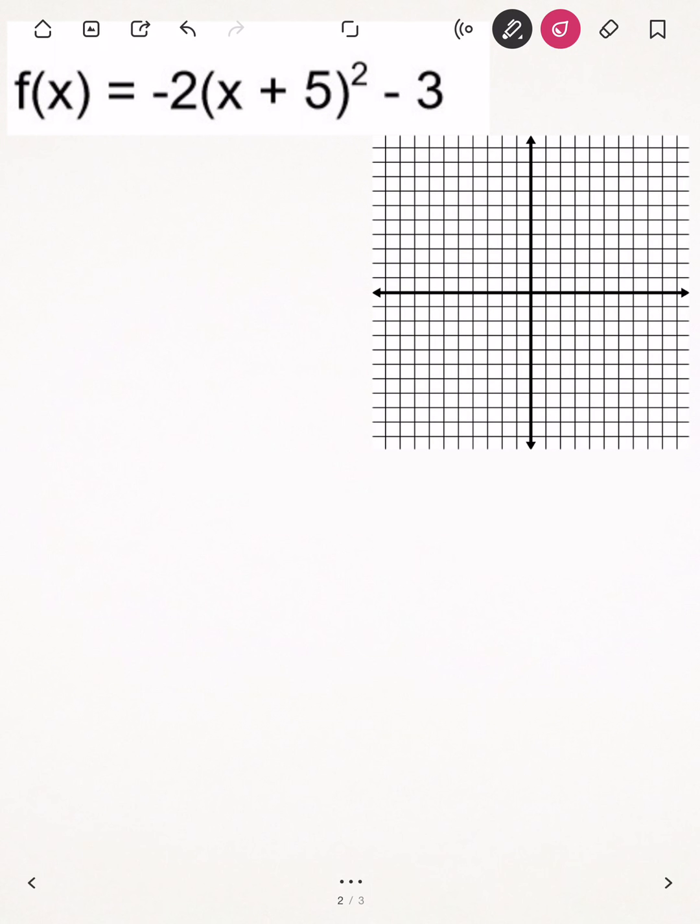This is the second video for graphing quadratics. We are doing vertex form now. So remember, when it's in vertex form, we can see the vertex from vertex form. My vertex is opposite of the h, so -5, and then whatever k is, -3.